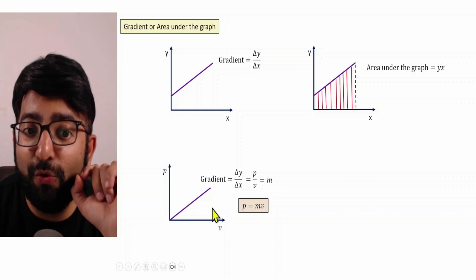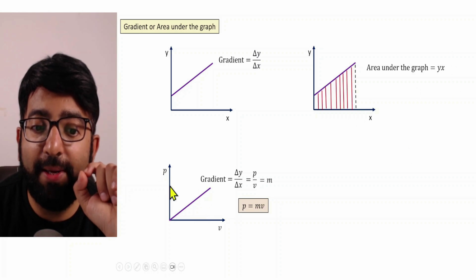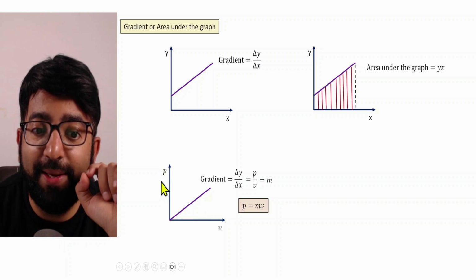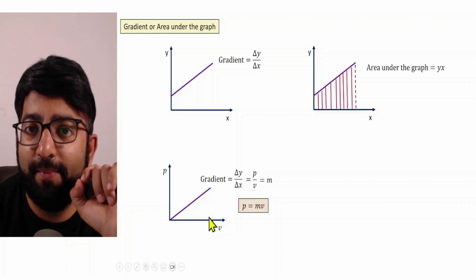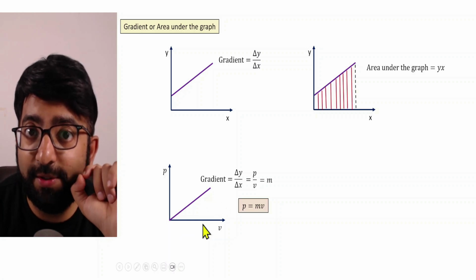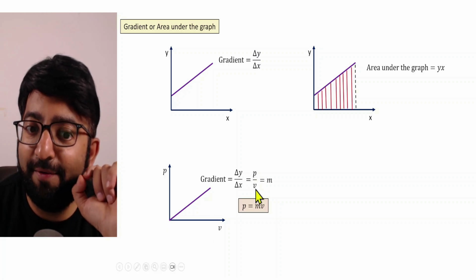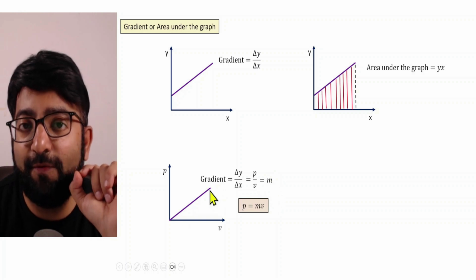But had we tried to do area under the graph, that would mean multiplication. So that would mean p multiplied by v. Now, there is no such parameter which is p into v. That's why area under the graph is not that useful. Even if you find the area under the graph, that is going to give us the value of p multiplied by v. But if we do p divided by v, that gives us the mass of the object. Hence, the gradient is useful here.